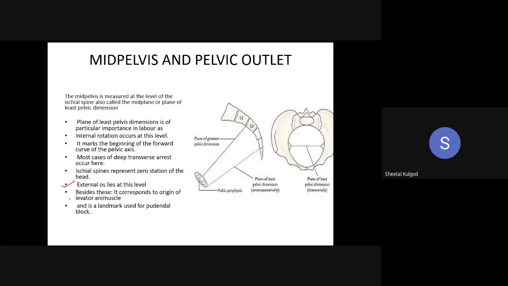Another landmark for the ischial spines is that the external os of the cervix lies at this level, and it also corresponds to the origin of the levator ani muscle. And this is a landmark where we give the pudendal block in case of any surgeries involving the vagina or the cervical region. So these are the important points you have to remember regarding this landmark in the pelvis, that is the ischial spines.